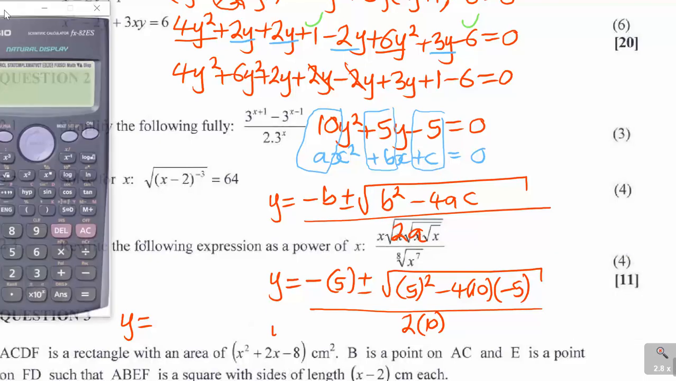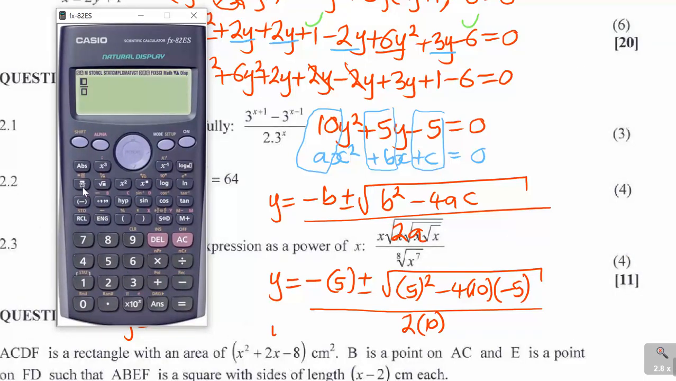of y, if I use the calculator, I will have in this case minus 5, start with the positive, square root of 5 squared in brackets minus 4. My a is 10. My c is negative 5. And then this is all over 2, and my a is 10. All right, so if I do that, my first value y is equal to a half or 0.5, and the other one y is equal to negative 1.